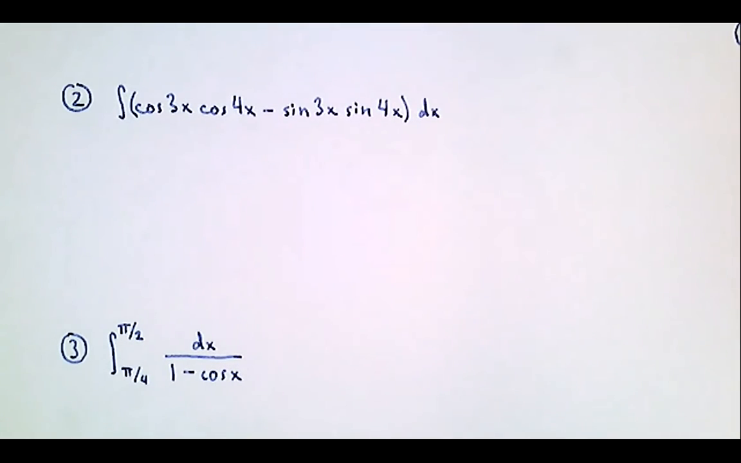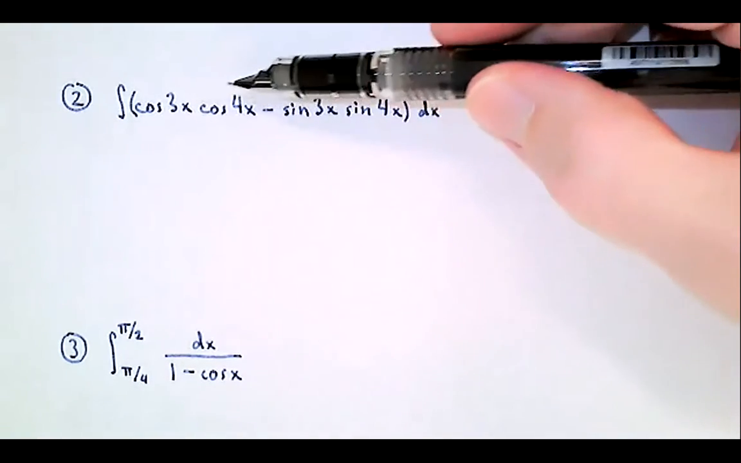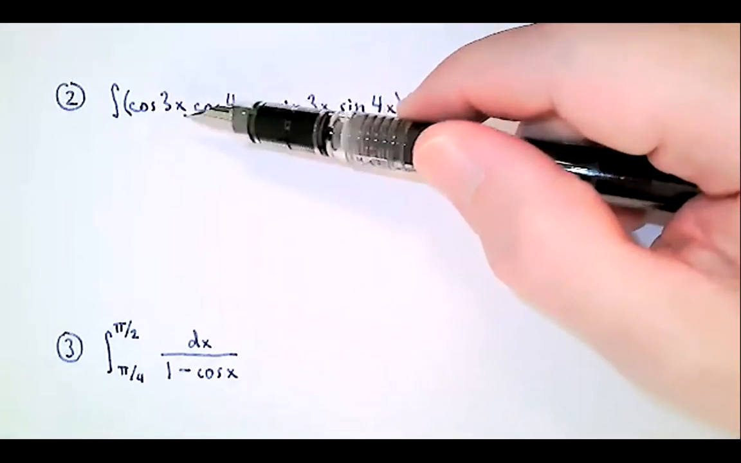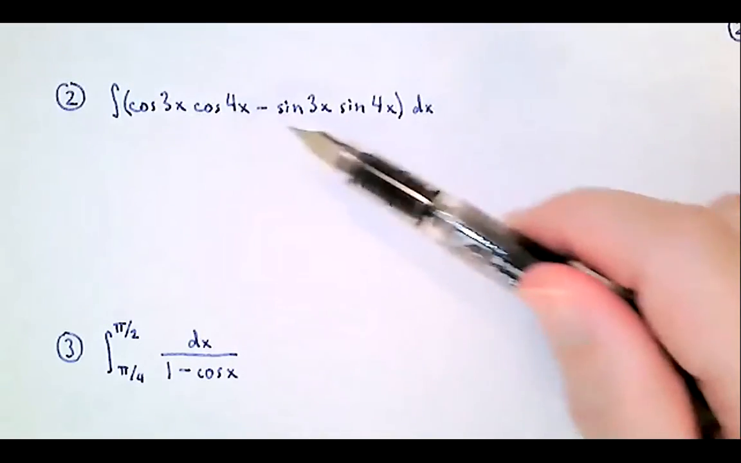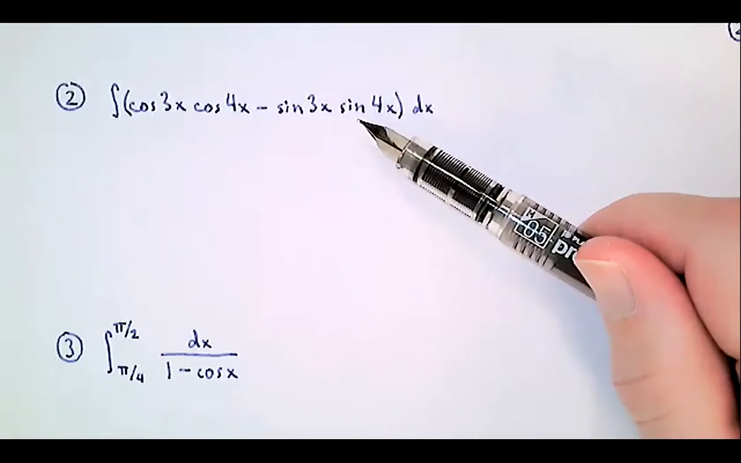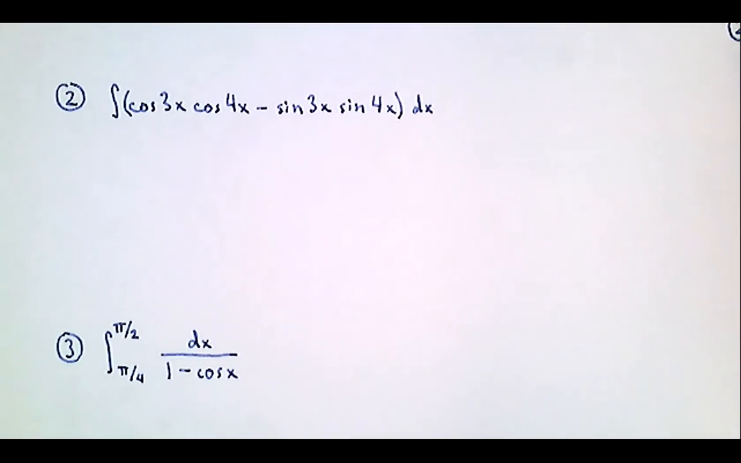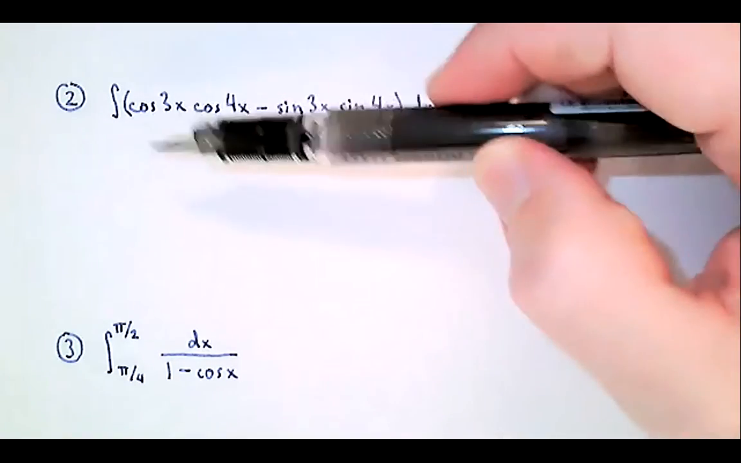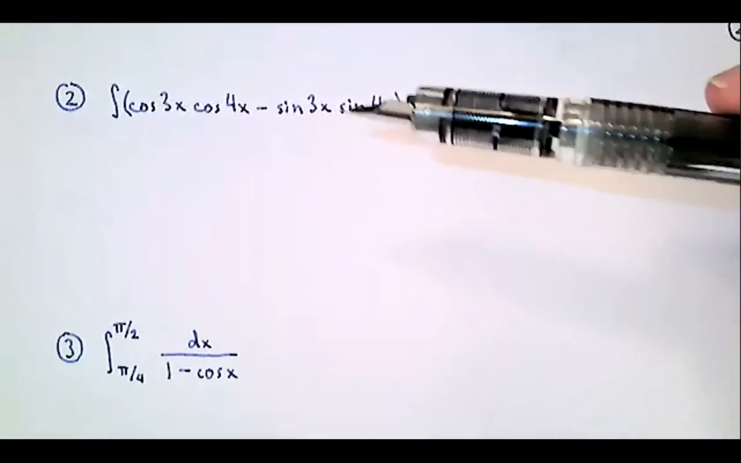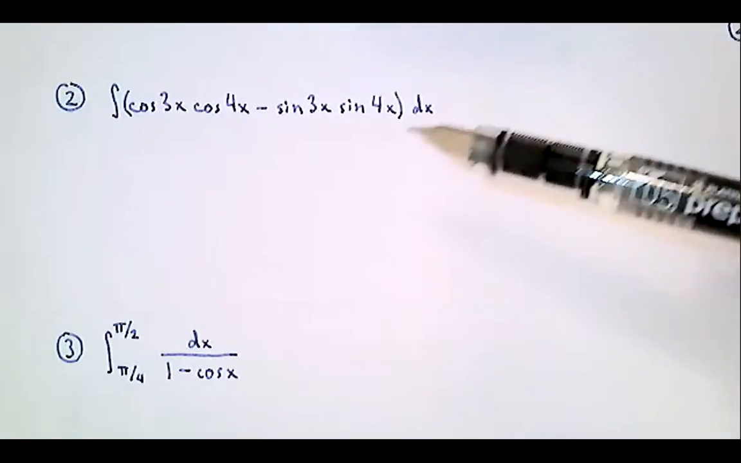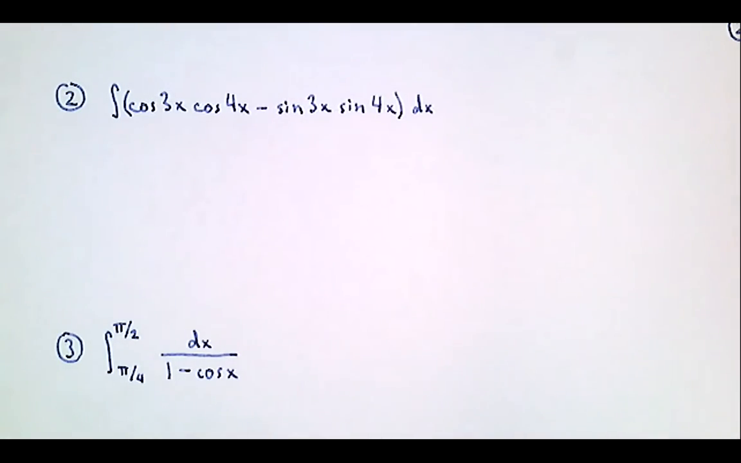Here's example number 2. We can see it involves several trig functions. We have cosine of 3x times cosine of 4x minus sine of 3x times sine of 4x, and that's what we're integrating. Once again, if you go to the table of integral rules, you'll see that this is a little bit more complicated than anything that shows up in the table. So we're going to have to use some technique in order to simplify it.